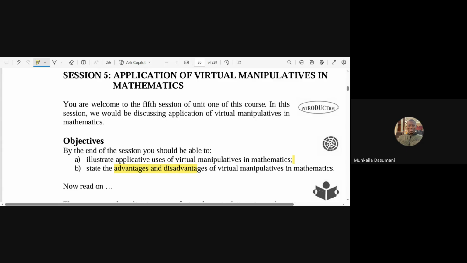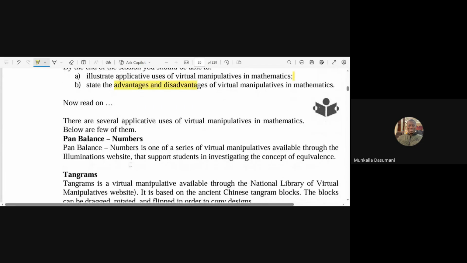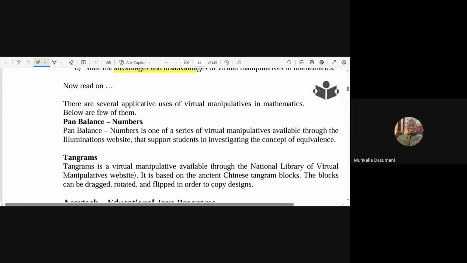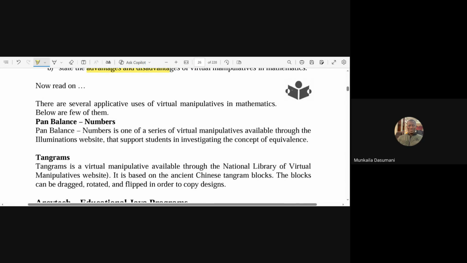They are very important. So there are several applications or applicative uses of virtual manipulatives. These are some of them. One of them is the pan balance numbers. Pan balance numbers is one of the series of virtual manipulatives available through a Millennials website that supports students in investigating the concept of equivalence. Because it's virtual, you just type the number here, you put them, and if the results are the same, then you can say that it's an equivalent number.